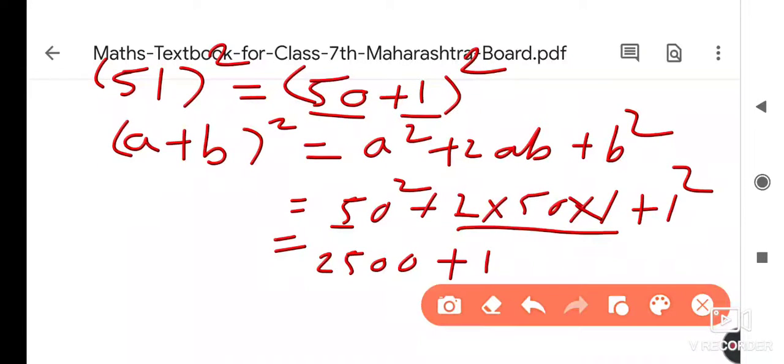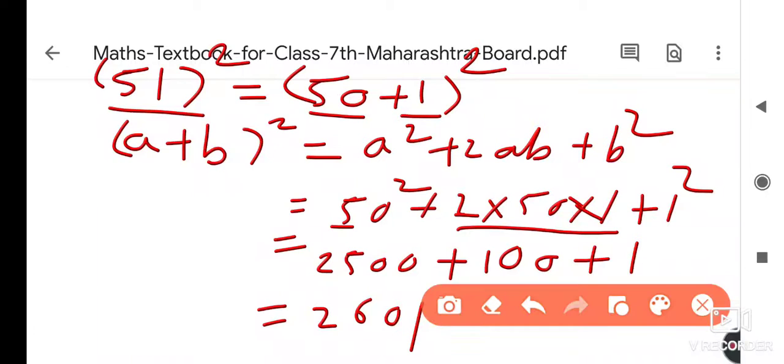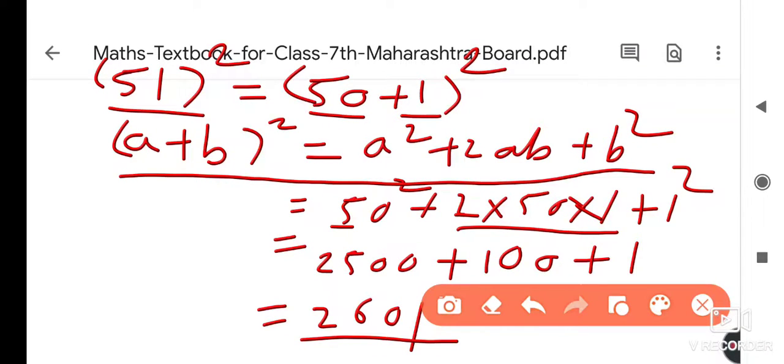The multiplication of all this is equal to how much? 100, and 1 square is 1. Do the addition of this, you will get 2601. So 51 square is 2601. So we can find the square of a number by using the expanded square formula and solve the example. This is the solving of (a plus b) bracket square is equal to a square plus 2ab plus b square. Now we will see one more example.